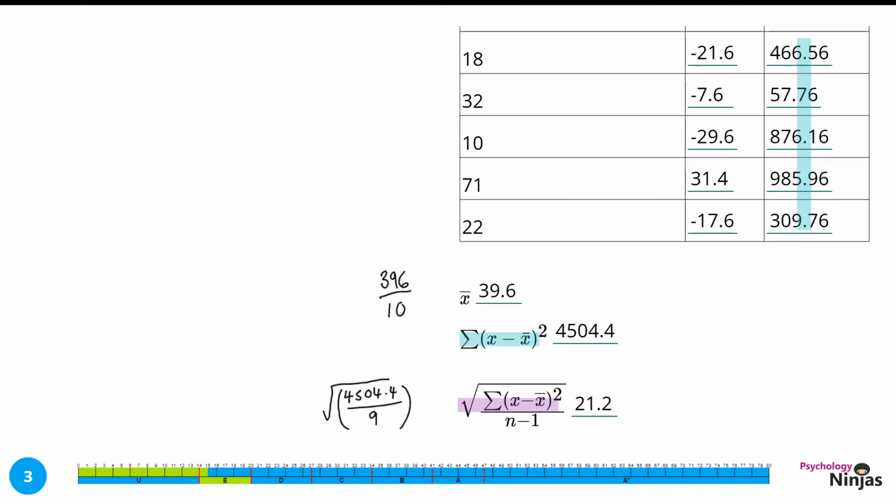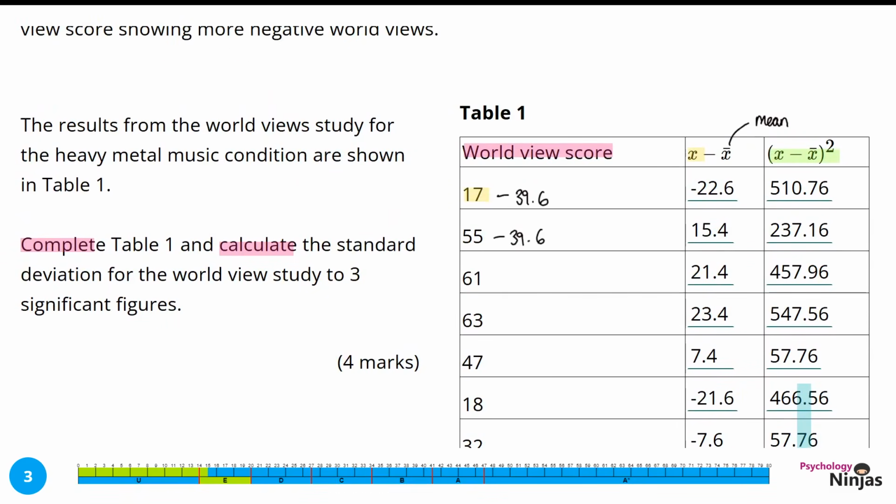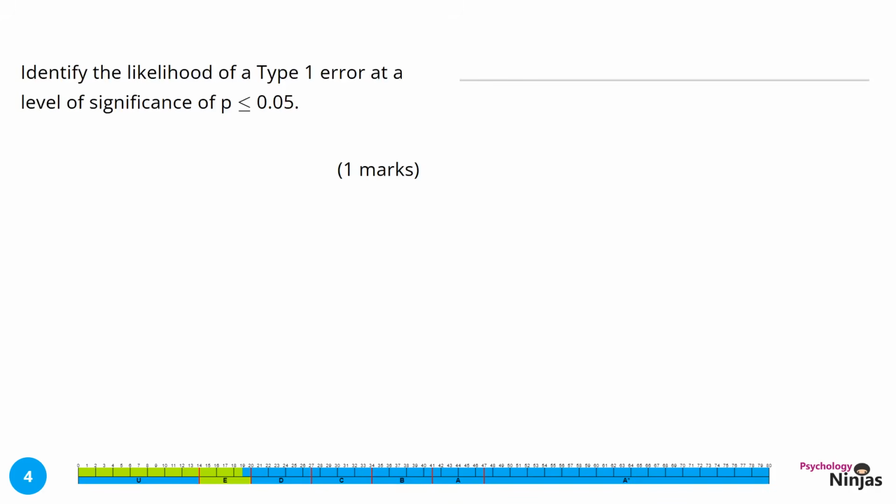final answer of 21.2. In some questions, you might just be given the data table, like where it says worldview score, and then I would write in these other two columns so that you know that you've completed all of the skills necessary to do the standard deviation.